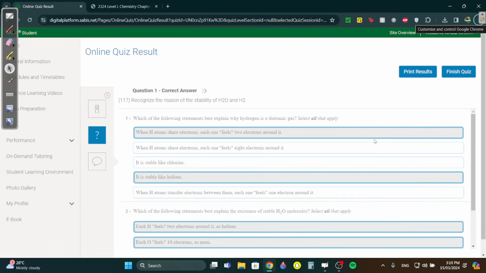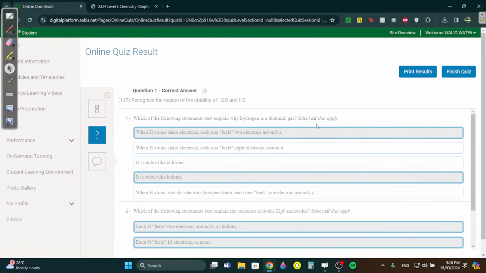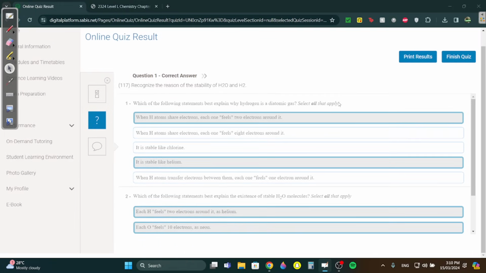This is 7.6. It's a bit tricky, and it's long. Which of the following explains why hydrogen is diatomic? Look, for bonding, this whole section is about the bonds. Hydrogen has an atomic number of 1, so it has 1 electron.